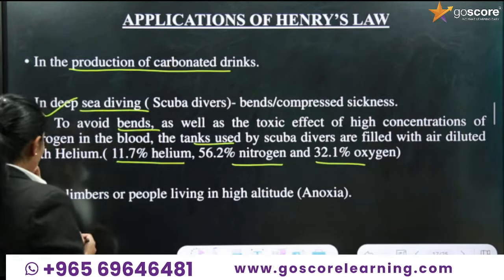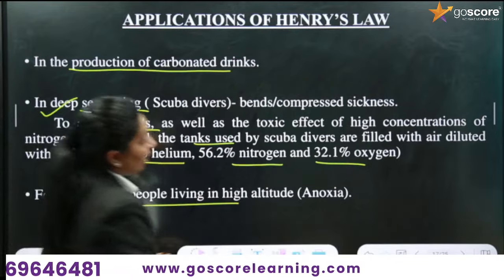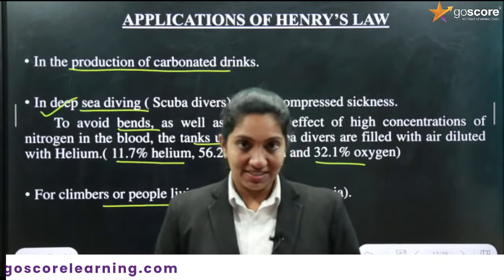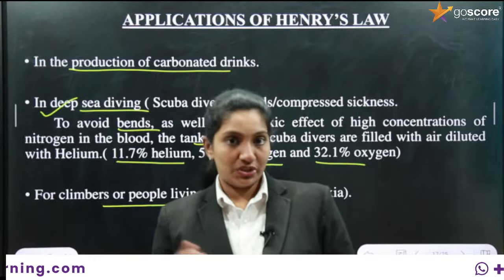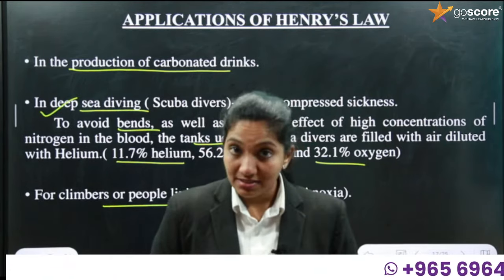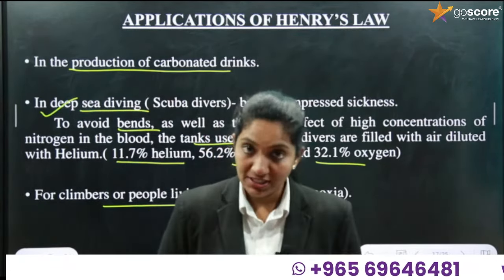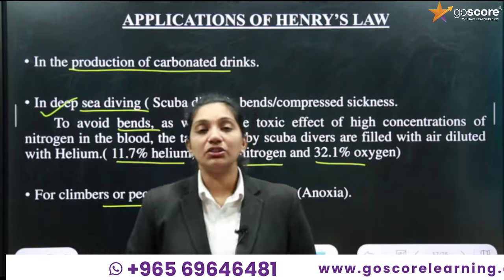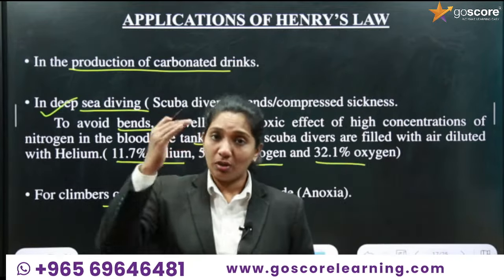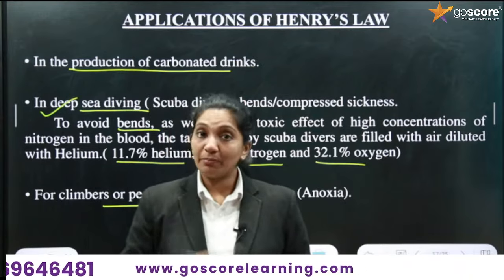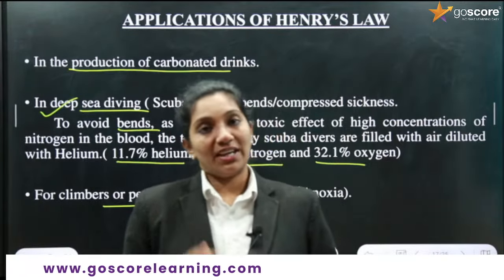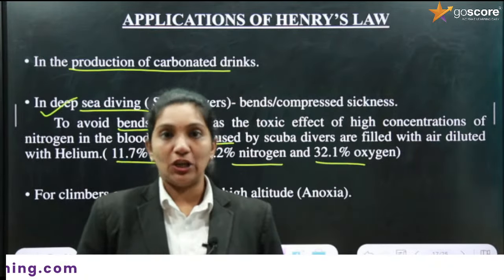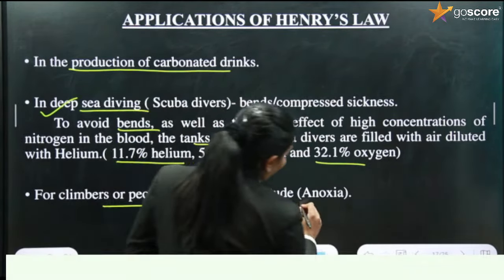Okay. The next thing is for climbers or people who live at high altitude. At high altitudes, the pressure of oxygen gas is less. So what will happen? As the pressure decreases, the solubility also decreases, right? So the amount of oxygen in the blood will be very low. For mountain climbers at the top of high altitudes, the partial pressure of oxygen is very low, so the solubility of oxygen will be very low for them. That condition is what we call anoxia.